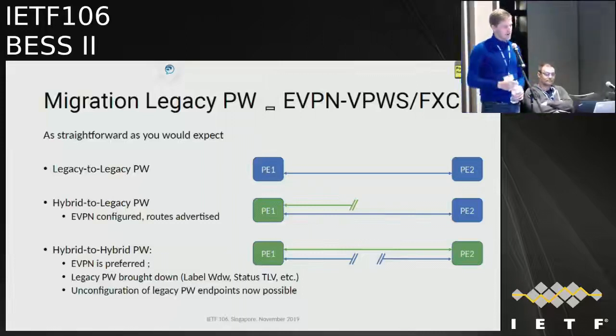After that, as part of basically the final stage of the migration, PE2 then enables the EVPN AFI. And since EVPN is preferred in this case, the legacy pseudowire in blue is brought admin down, which will result in either label withdrawals, or pseudowire status down, or status TLV, I think, in BGP-AD. And essentially now the unconfig of the legacy pseudowire is possible.